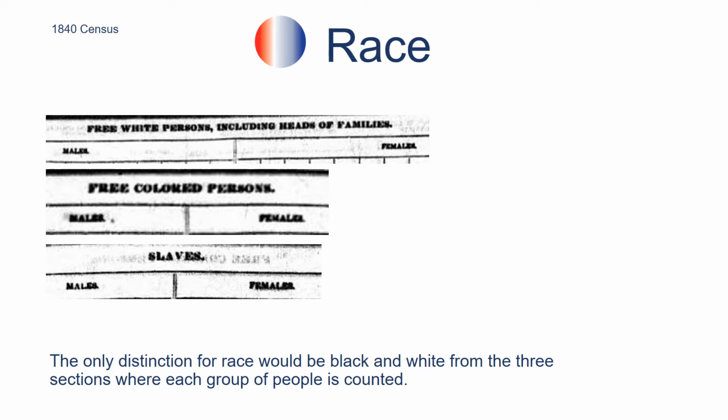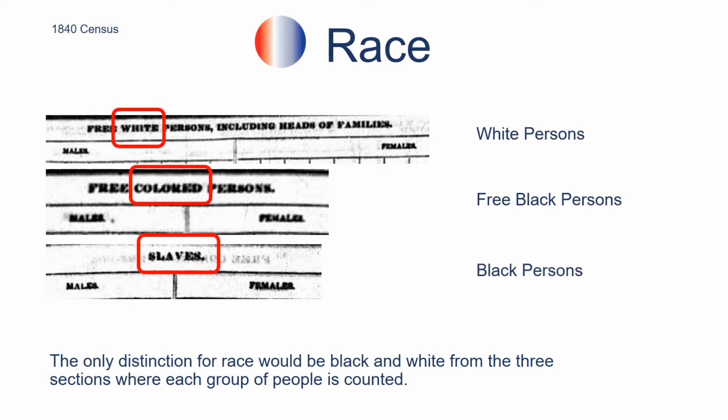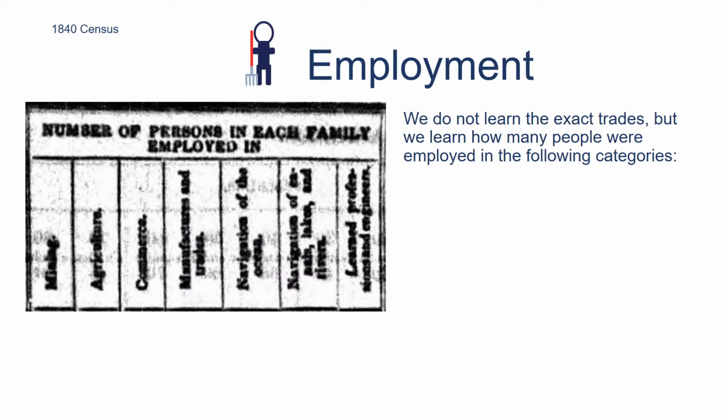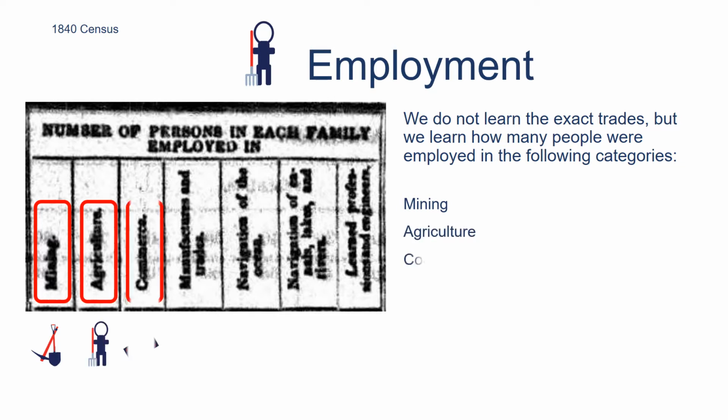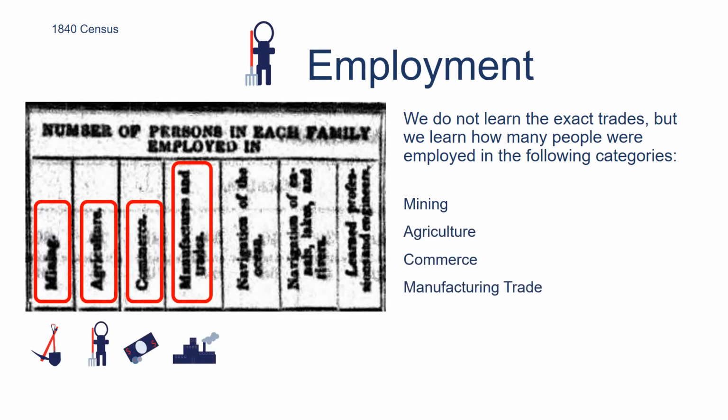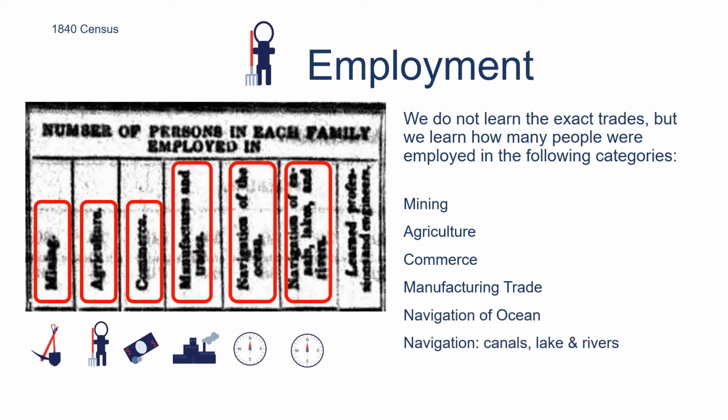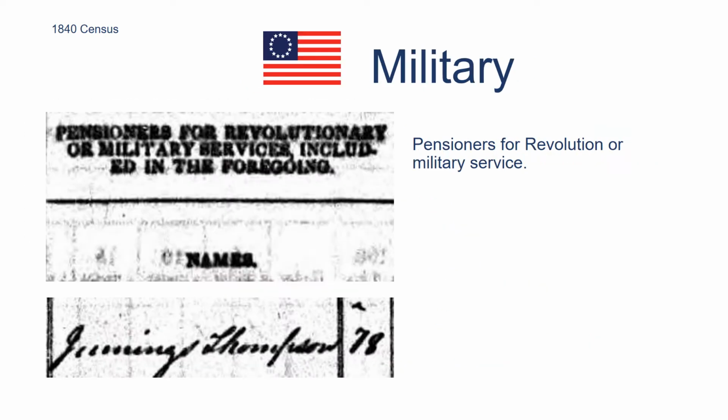The only distinction for race will be black and white from the 3 sections where each group of people is counted: white persons, free black persons, black persons. Employment. We do not learn the exact trades, but we learn how many people were employed in the following categories: mining, agriculture, commerce, manufacturing, navigation of the ocean, navigation, canals, lakes, and rivers. Learned professional engineers. Military pensioners for revolution or military service.